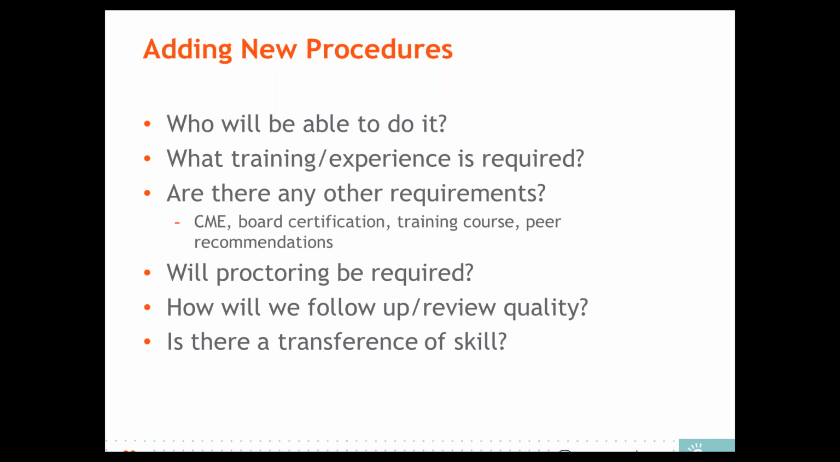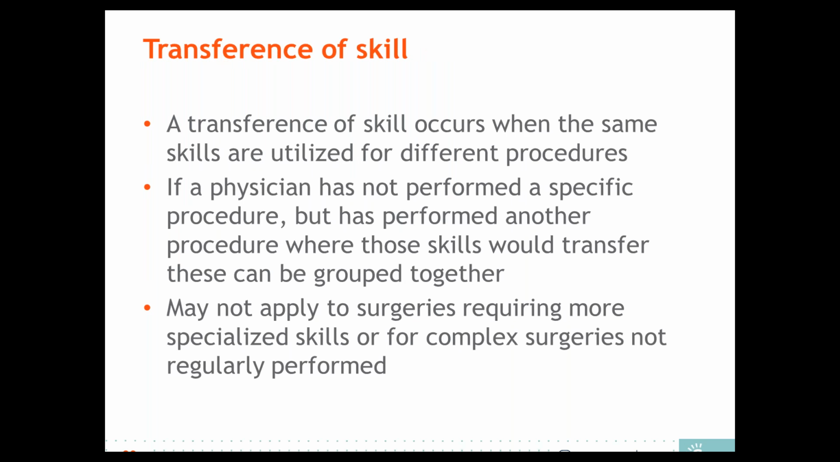And then, of course, we need to determine, when somebody's requesting a new procedure, if there's a transference of skill. A transference of skill is when the same skills are required to do different types of procedures. So, if you can do procedure A, then you can do procedure B, because it takes the same type of skill. So you may not need to develop a whole different criteria if there's already a similar procedure that takes the same type of skills.